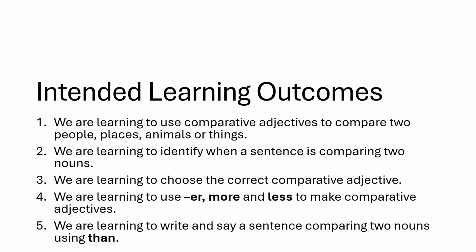There are 5 intended learning outcomes to achieve by the end of the lesson. 1. We are learning to use comparative adjectives to compare two people, places, animals, or things. 2. We are learning to identify when a sentence is comparing two nouns. 3. We are learning to choose the correct comparative adjective. 4. We are learning to use er, more, and less to make comparative adjectives. 5. We are learning to write and say a sentence comparing two nouns using than.